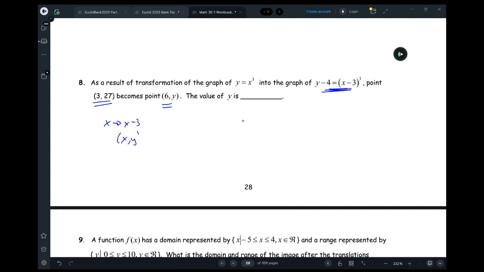So my (x, y) has become (x + 3, and I'll talk about y in just a second). That makes sense because I see the 3 becoming a 6. Now, I replaced y with y minus 4, which means that in my mapping it should be y plus 4. So I'm going to take that 27 and add 4 to it, and I'll get 31. And that's what I'm looking for in that particular question.